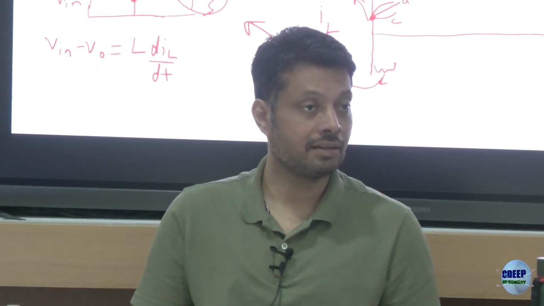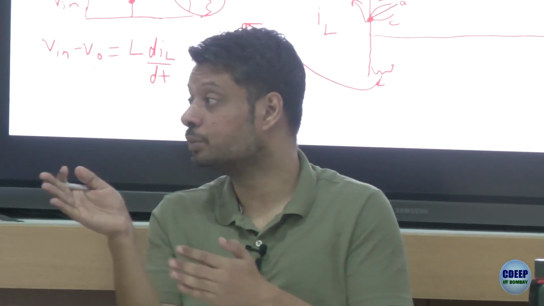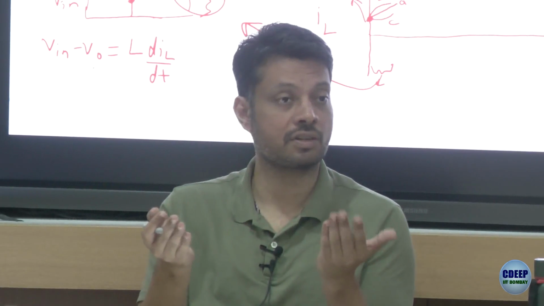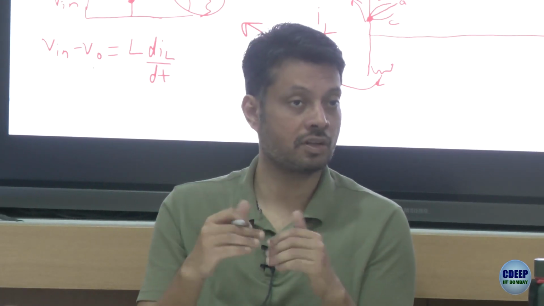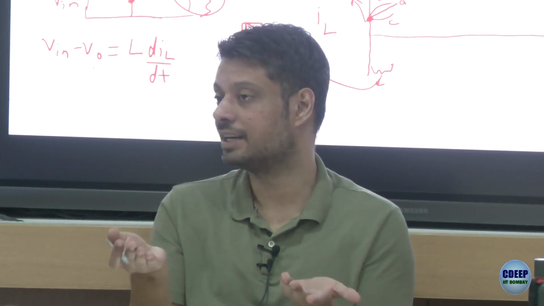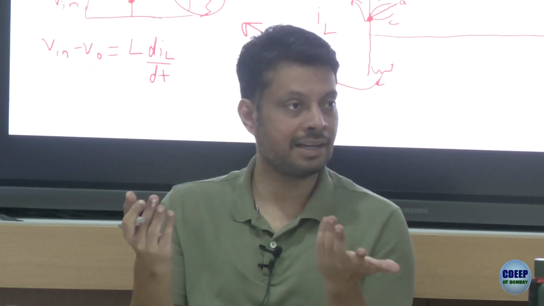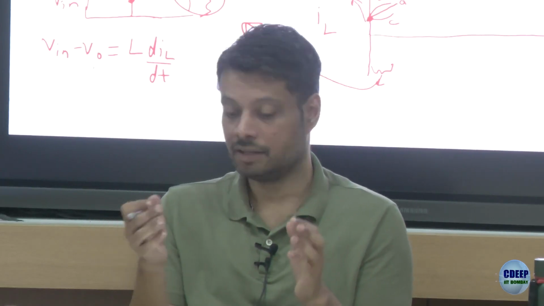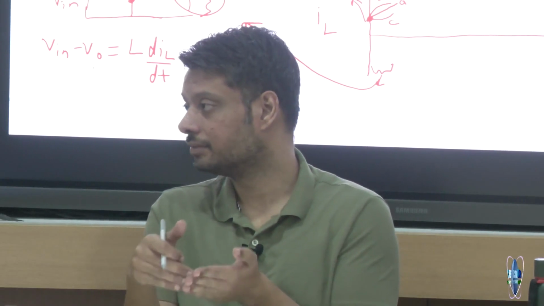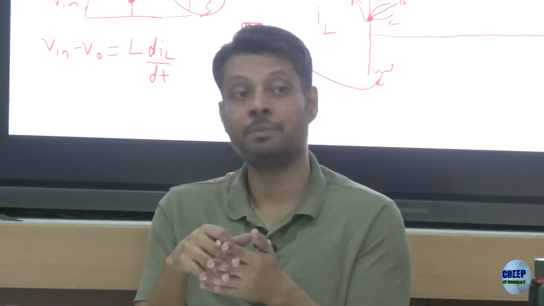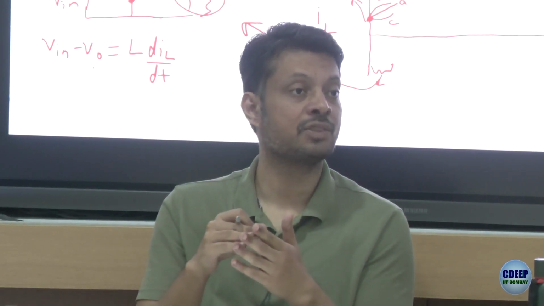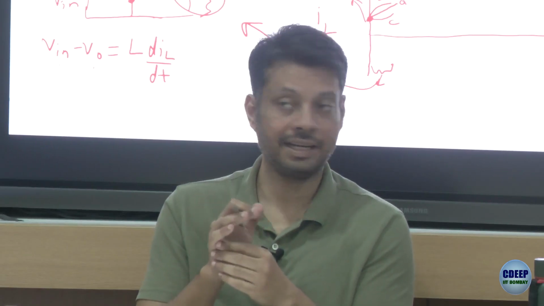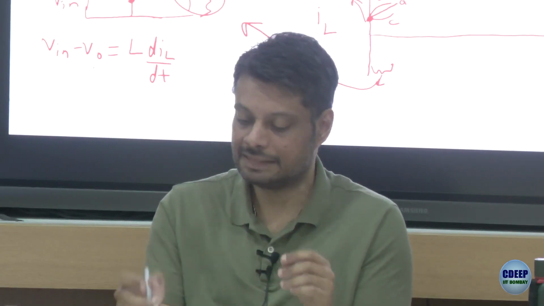and you integrate, V in minus V0 we have assumed to be constant, so V in minus V0 divided by L is constant, integrate it, and you will get a straight line. So option A is definitely fine, there is no problem with that, with this being an ideal circuit. Options B and C can happen if this is not an ideal circuit. What do I mean by that?